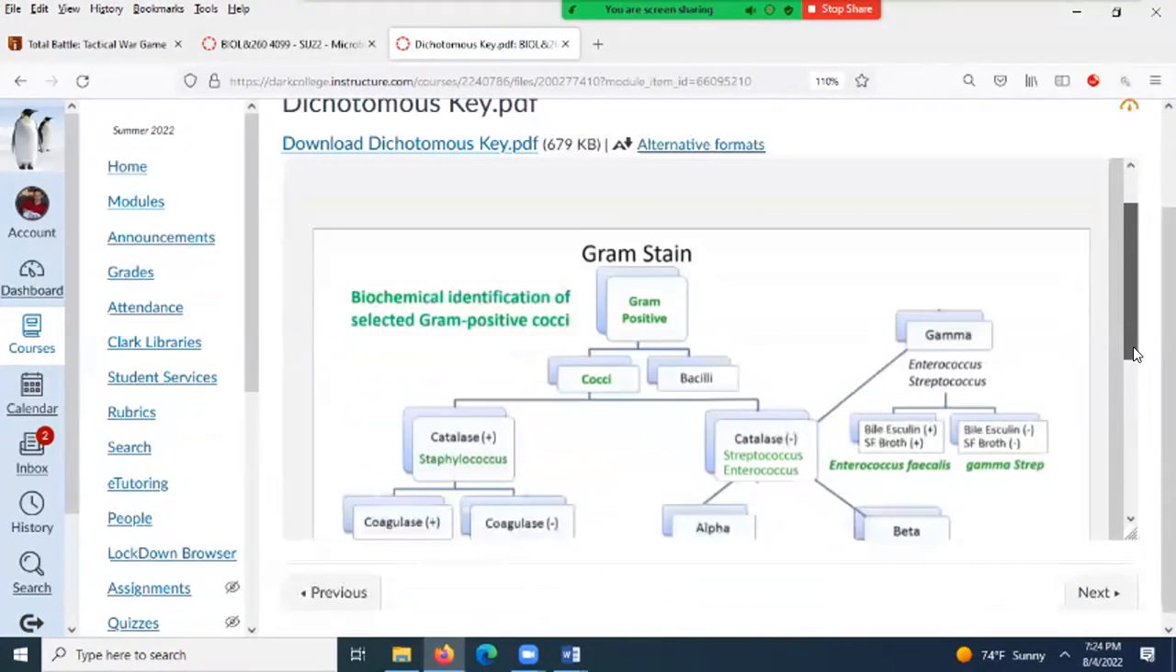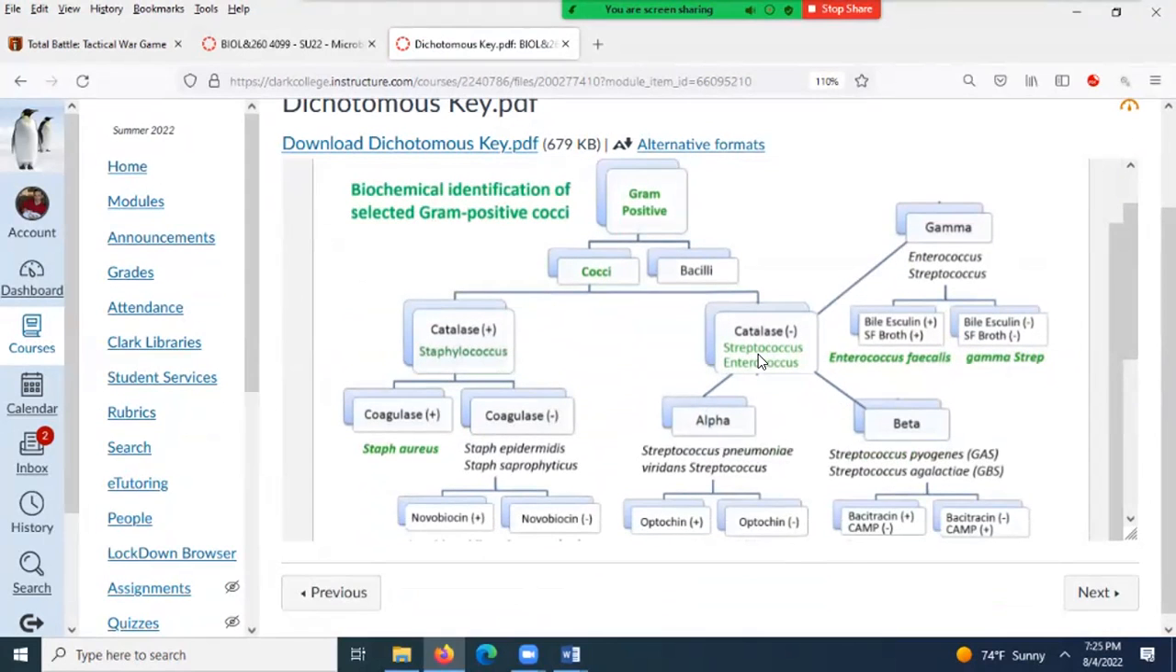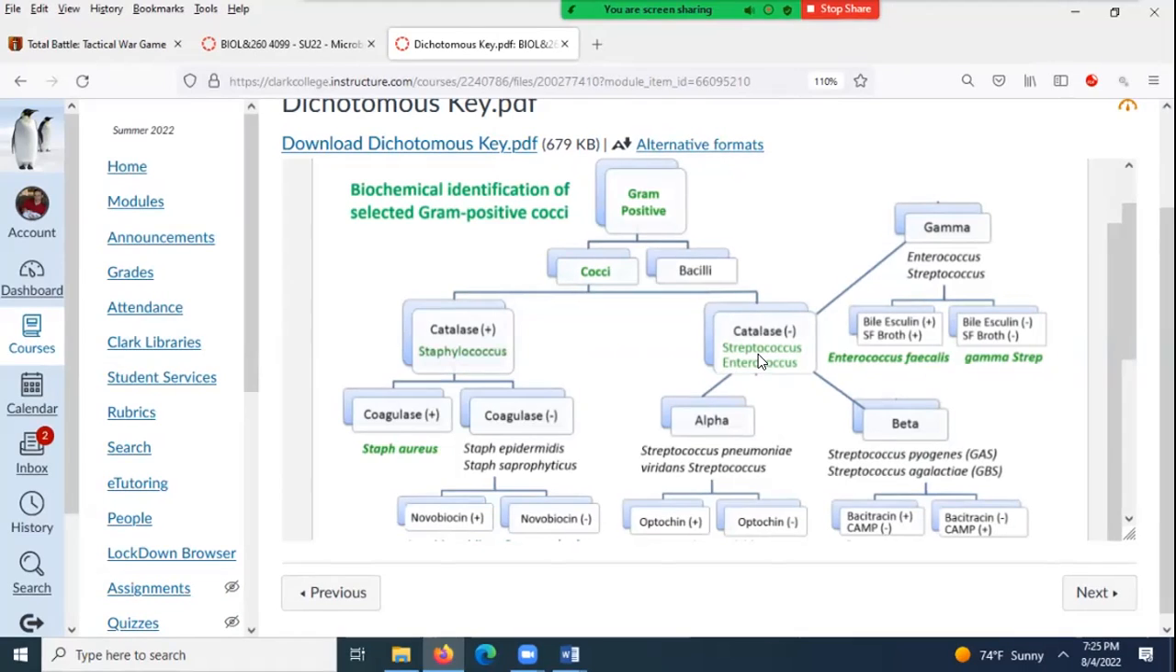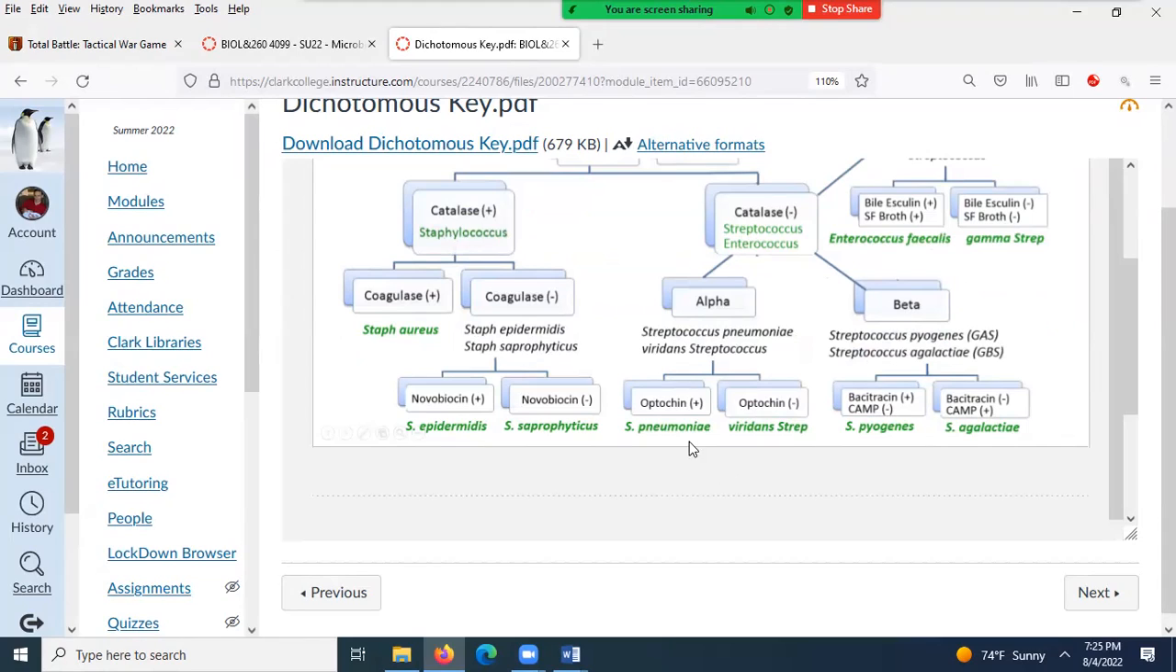So it has the gram stain, cocci and bacilli. And then we're looking at the gram-positive cocci here. If it's catalase negative, then Streptococcus or Enterococcus. And then we're looking at hemolysis. If it's alpha hemolysis, it's either Streptococcus pneumoniae or the Viridans Streptococcus. And you can use the Optochin test to distinguish Streptococcus pneumoniae from Viridans Streptococcus. Okay, so use this test to identify your case studies.